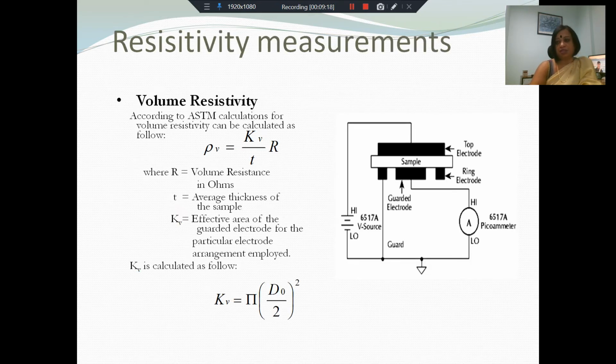The same 3-electrode system can be used for measurement of volume resistivity of the same sample. However, the connections need to change. We now need a potential difference across the sample, and we need no potential difference along the surface, so we need to eliminate the surface currents. So what we do here is the high voltage end of the supply is connected to the sample on the bottom electrode, or the solid electrode, and the low voltage side is connected to the guard electrode as well as to the guarded electrode.